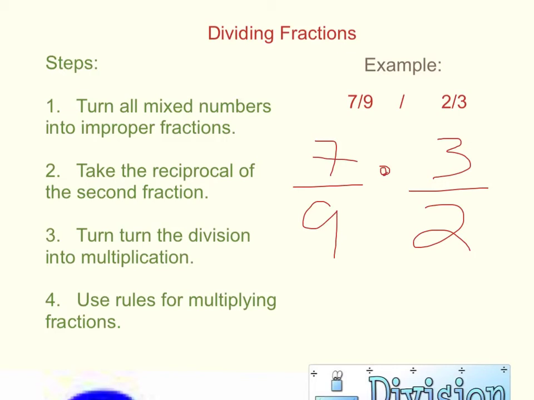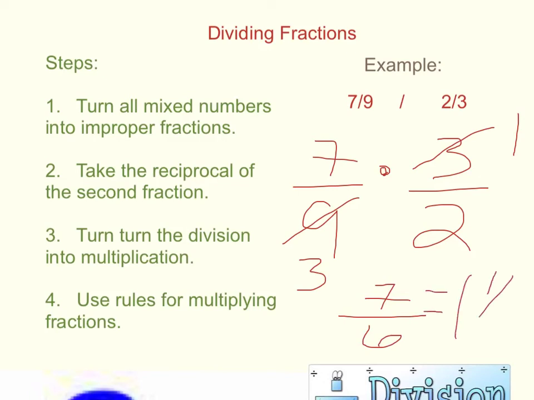Now that we have multiplication, we look to see if we can cross-reduce. We can't do anything with a 7 and 2, but we can cross-reduce the 9 and the 3. When we divide a 3 out of the 3, it becomes 1, and 3 out of 9 becomes 3. Now we can just multiply the numerators by the numerators and the denominators by the denominators. 7 times 1 is 7. 3 times 2 is 6. But we don't leave our answer as 7/6. We convert it to a mixed number, 1 and 1/6. Please take a moment to pause this video and record this example in your notes.